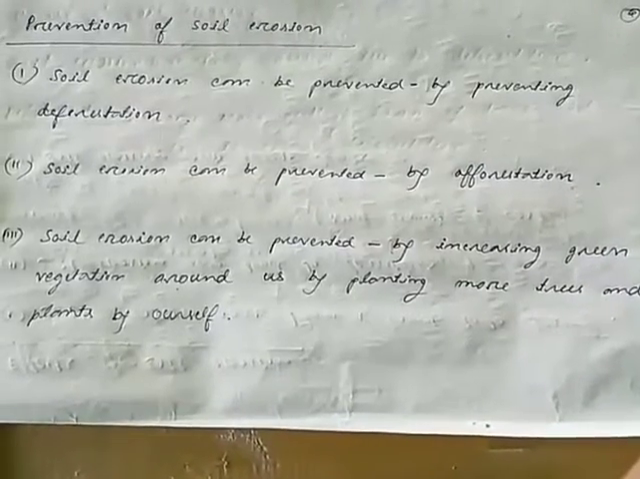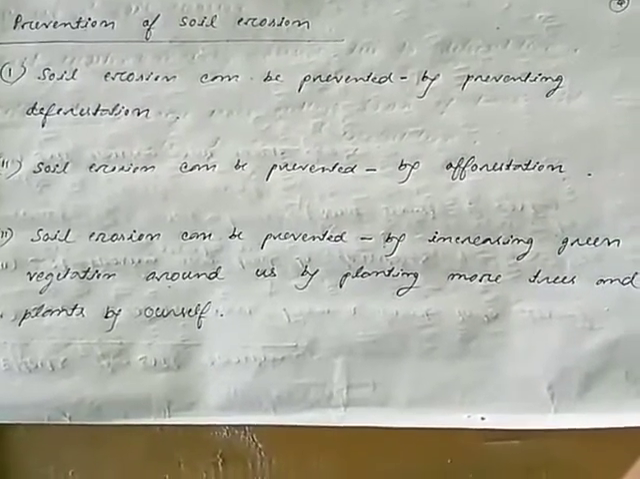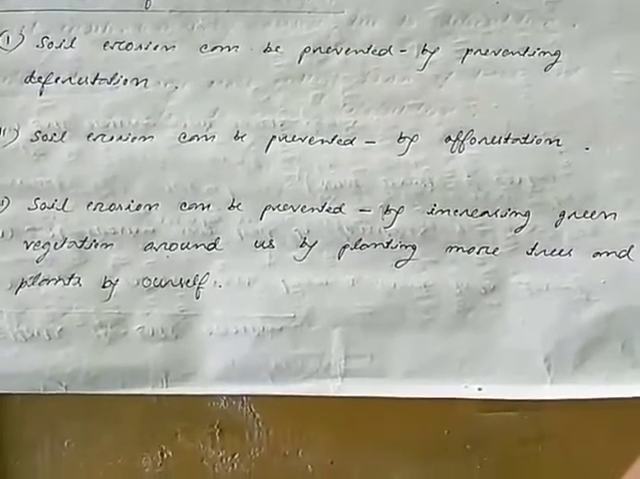So we ourselves have to be very aware about this soil erosion, so we have to plant more and more trees in our surrounding. If all the people have this awareness regarding soil erosion, then soil erosion can be prevented to a more extent.